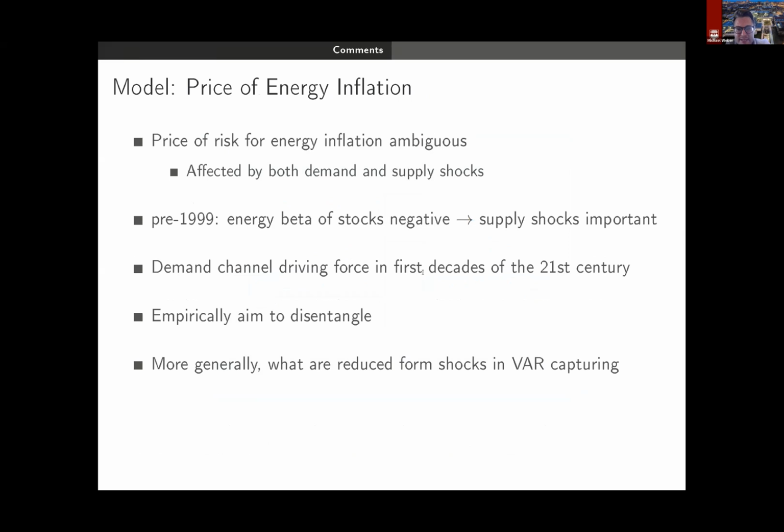the shocks in the VAR are ultimately reduced form shocks. We don't actually have a structural interpretation of them. In the model instead, the price of risk really depends on whether, for example, energy inflation is demand or supply driven. So for future work, I think it would be interesting to drill a bit more into it and get some idea of why energy betas flip sign. Is it indeed driven by different shocks driving the reduced form innovations in the VAR?